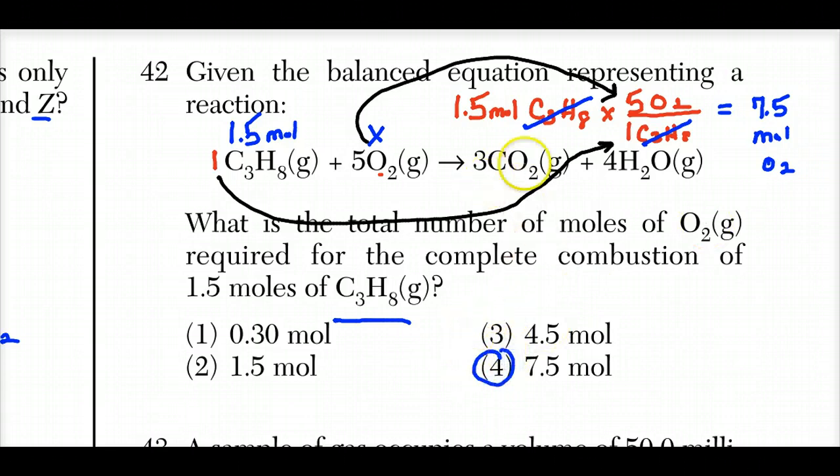Now, for those that didn't like this dimensional analysis, I'm going to have to show you, because there are all different levels of students, there's something else you could have done.